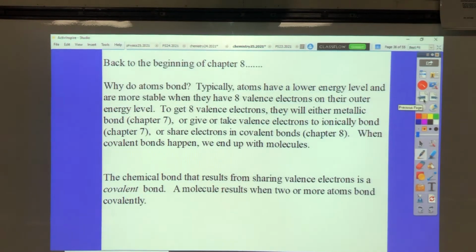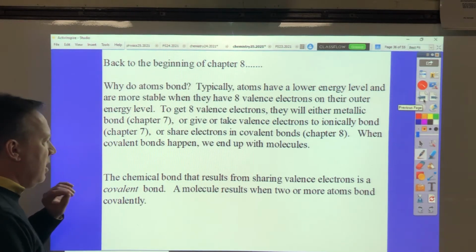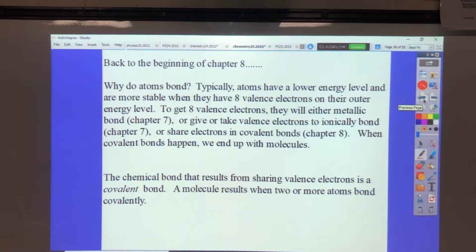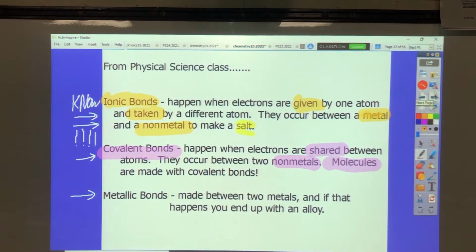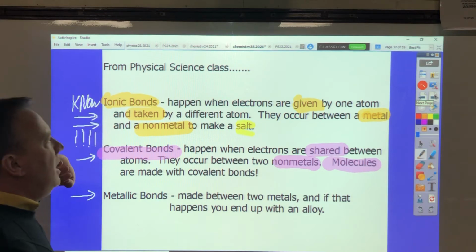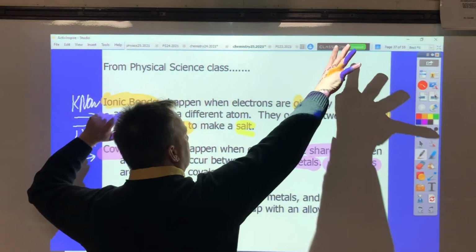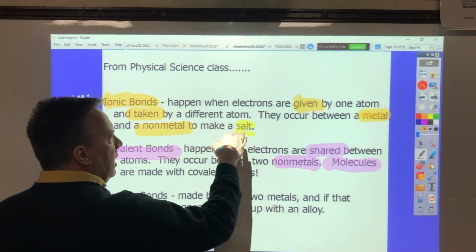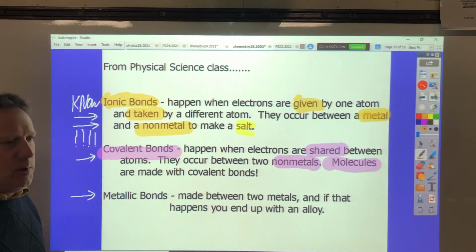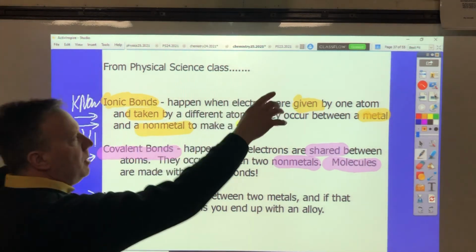The chemical bond that results from sharing valence electrons is a covalent bond, and a molecule results when two or more atoms bond covalently. Now, this next page you really need to understand and know. For ionic bonds, electrons are given by a metal and taken by a nonmetal, and you end up with an ionic solid that we will call a salt. There's hundreds of salts, I suppose. Sodium chloride is one of them. We call that one table salt. But anytime you have a metal with a nonmetal, you have a salt.